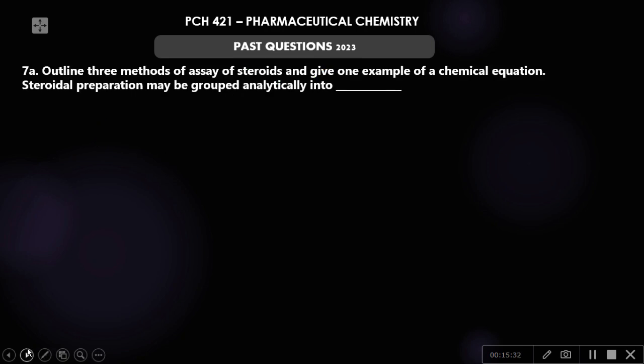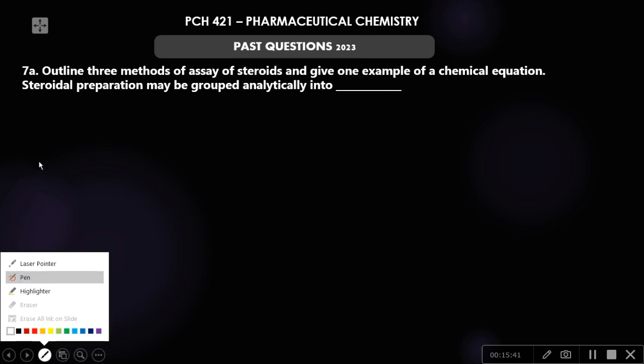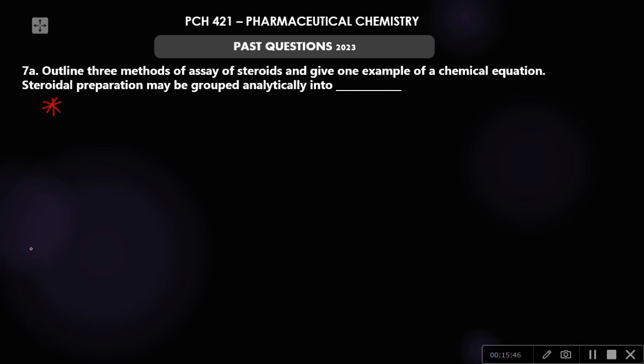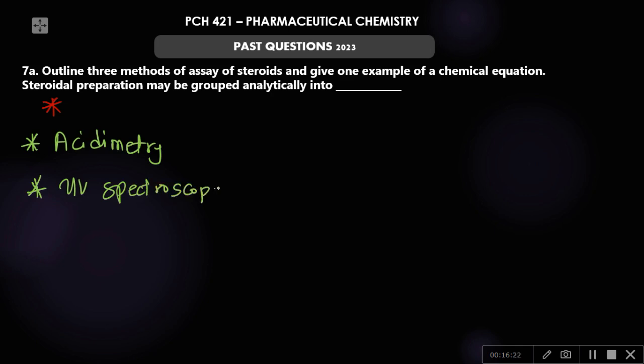Outline 3 methods of assay of steroid and give an example of a chemical equation. Now, this question here, I just decided to put it. Steroidal preparations may be grouped analytically into 2. We have those of synthetic origin, and those of what? Natural origin. Is that okay? The 3 methods I'm going to give you are: 1, you have acidimetry. 2, you can use UV spectroscopy. 3, you can use high performance liquid chromatography, HPLC, for the analysis.